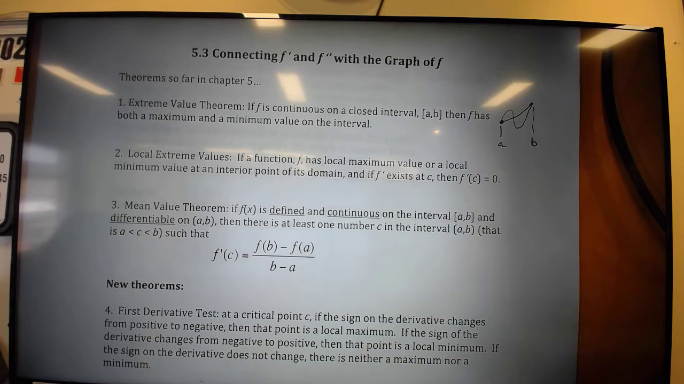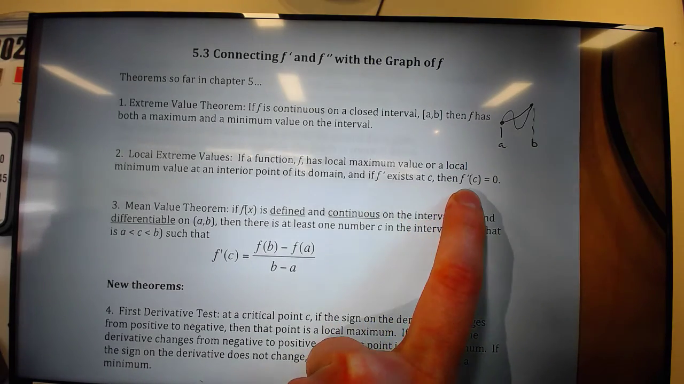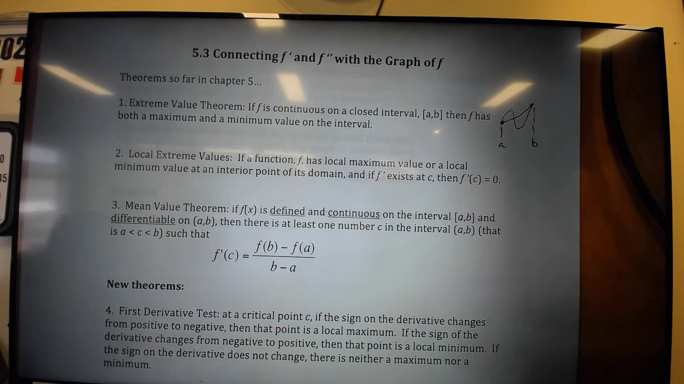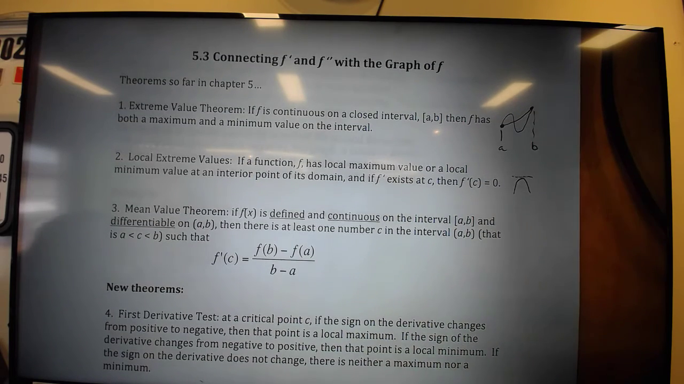We talked about local extreme values. So if a function f has a local max value or a local min value at an interior point of its domain, and if the derivative exists at that point, then the derivative has to be equal to 0. Because we know that that would be something like this, and then there's that horizontal tangent where that slope is equal to 0. Then we talk about the mean value theorem.